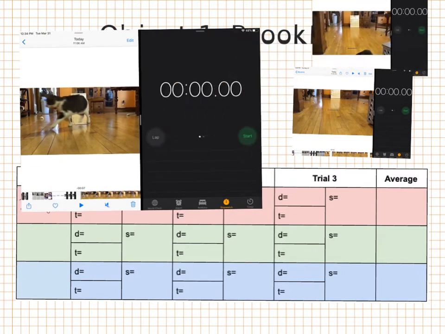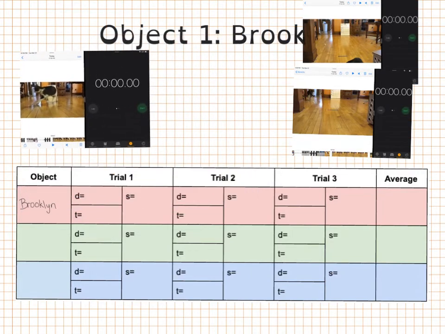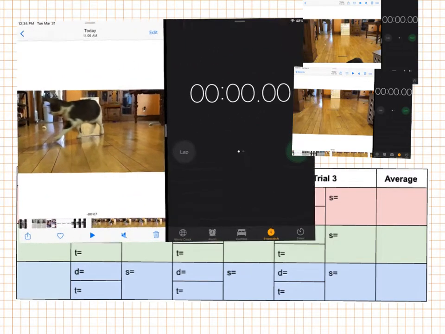I'm going to have to move these ones out of the way. And as you can see, I've already used the timer feature, so I'll just let it run through. We'll write down our speed as we go. Ooh, before we do that, I apologize. One more thing. Very important thing. The distance. So the distance that I used for all of my trials was 3 meters. So I'm going to make sure that I am writing in my distance, 3 meters. All right, now let's go ahead and we'll watch trial 1.